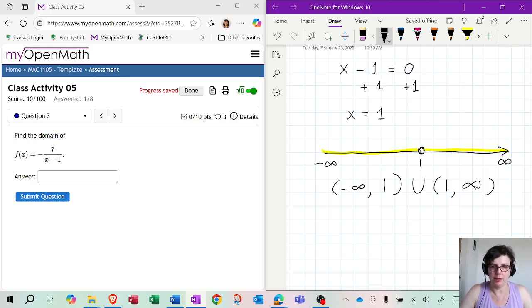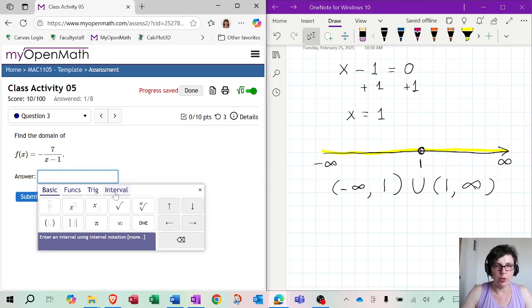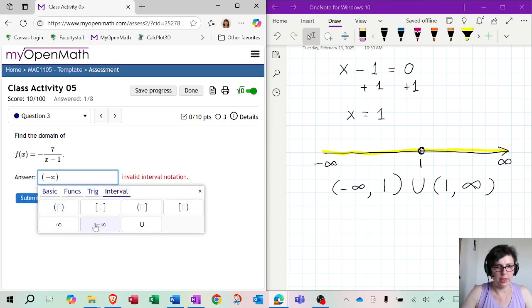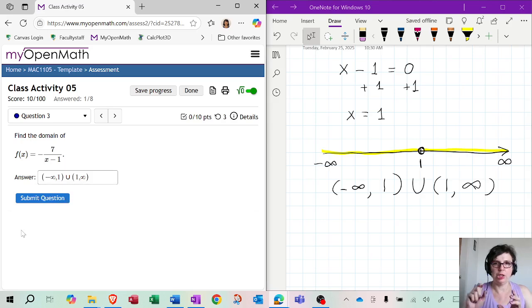I'm going to show you in a second where to find it in MyOpenMath. But let's start entering the answer. So we click inside, we go to the interval tab, and we select this interval first, parentheses. Okay, so next we're going to go from negative infinity, a comma, and 1. Now we want that union sign. There it is right here. By the way, I think you can also type capital U, but I could be wrong. So just click on that. That's the union. And then the other interval. So again, you would click over here, start at 1, a comma, and this time positive infinity. So that just takes away 1 point from the whole real line.